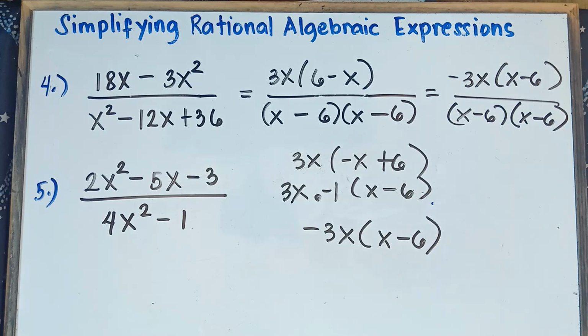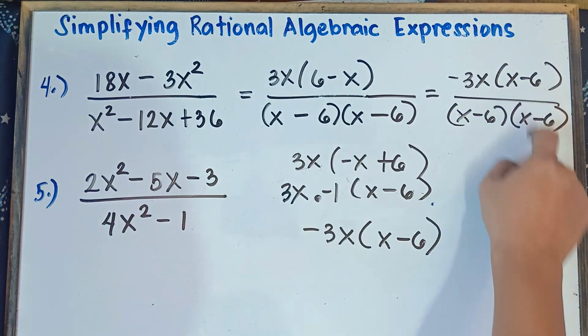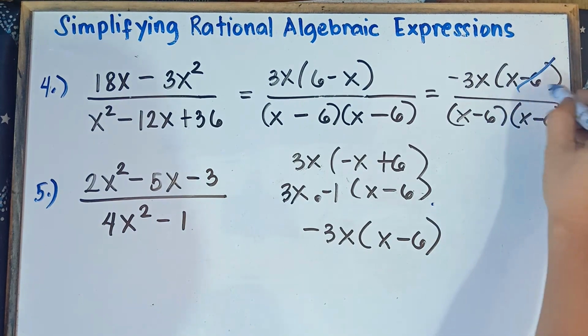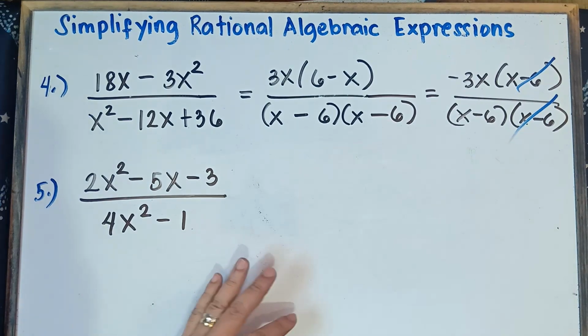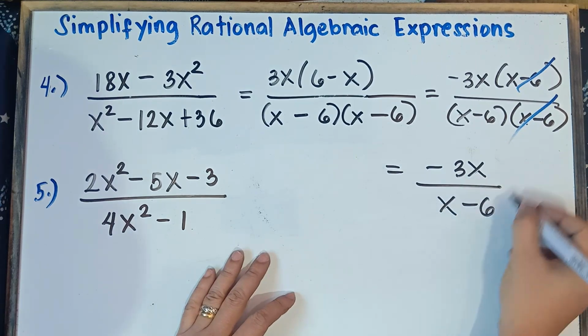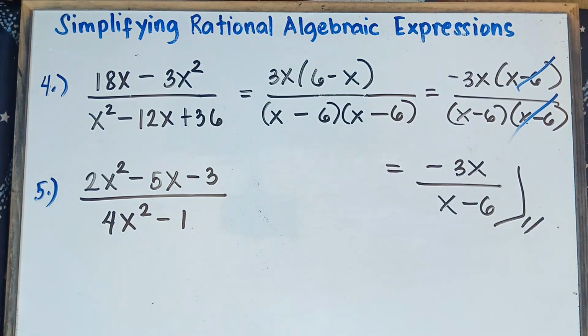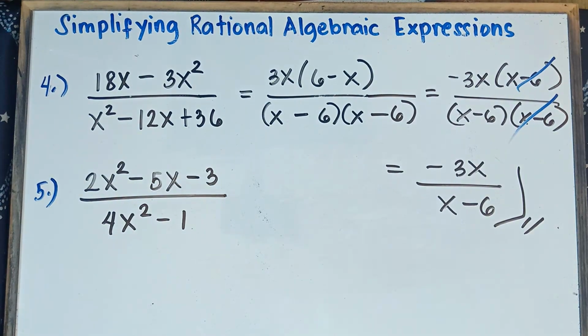Now, question, can we cancel this out right now? Yup, we can cancel this out because this is the same. So cancel this out and cancel this out. Therefore, our final answer is negative 3x over x minus 6. That's it, class. That's the answer with regards to example number 4. Quite complicated, right?